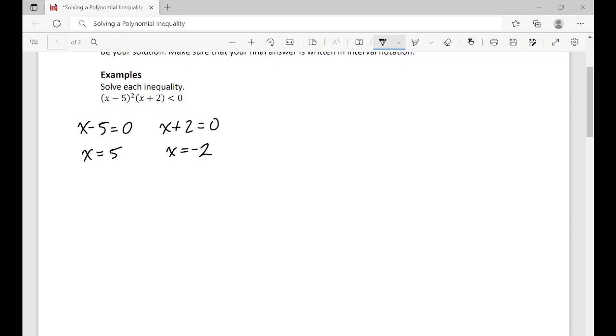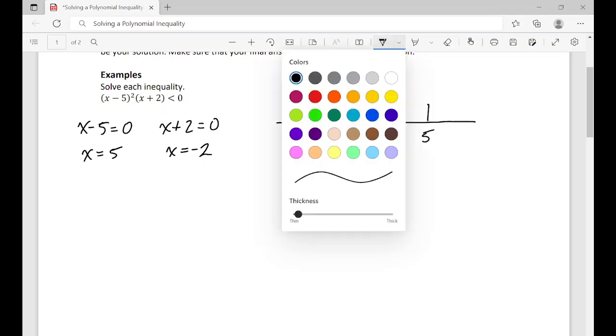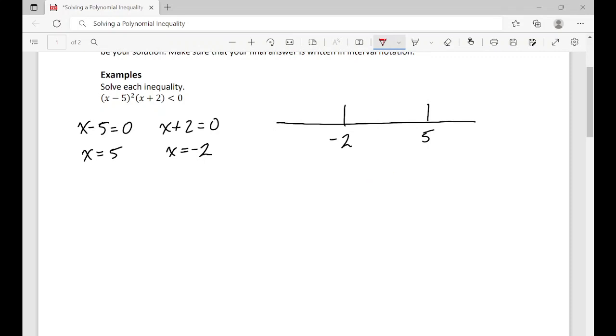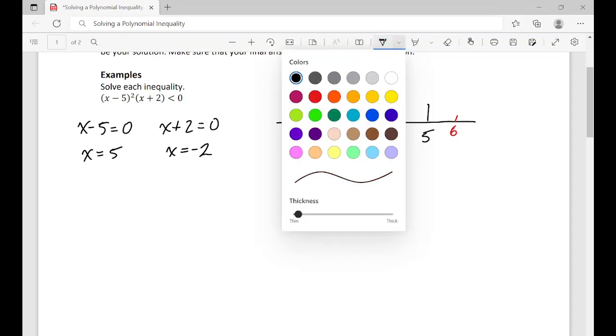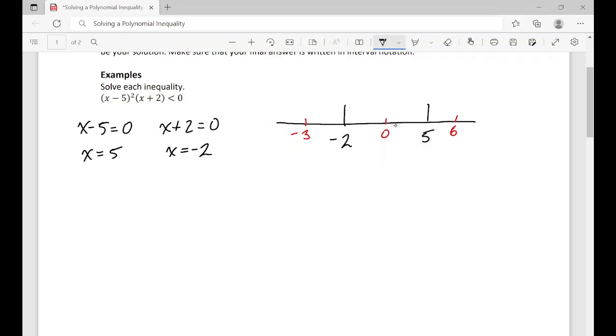Now we're going to go on to our sign graph. Smaller number first, bigger number second. We're going to find test points on the sides and in between these numbers. I'm going to say the test points are negative 3, 0, and 6. Now I'm going to test them. I'm going to take each one individually and plug it back into the inequality and see what is true and what is false.